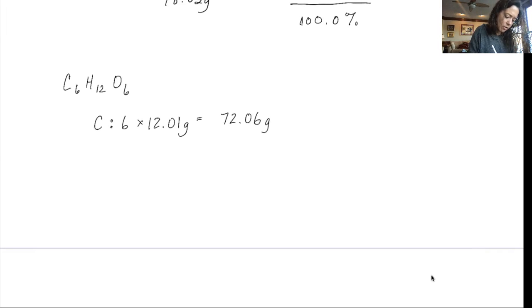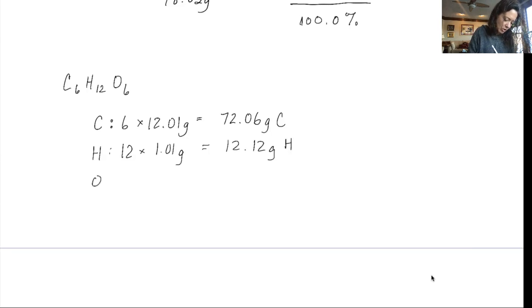72.06 grams of carbon. For hydrogen, I have 12 times 1.01. What's that? I just had a brain fart. 12.12, yeah. 12.12 grams of hydrogen.